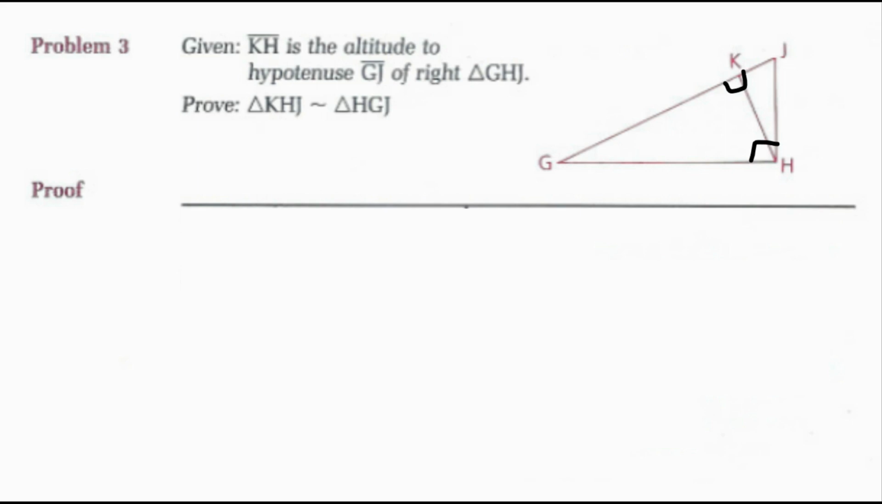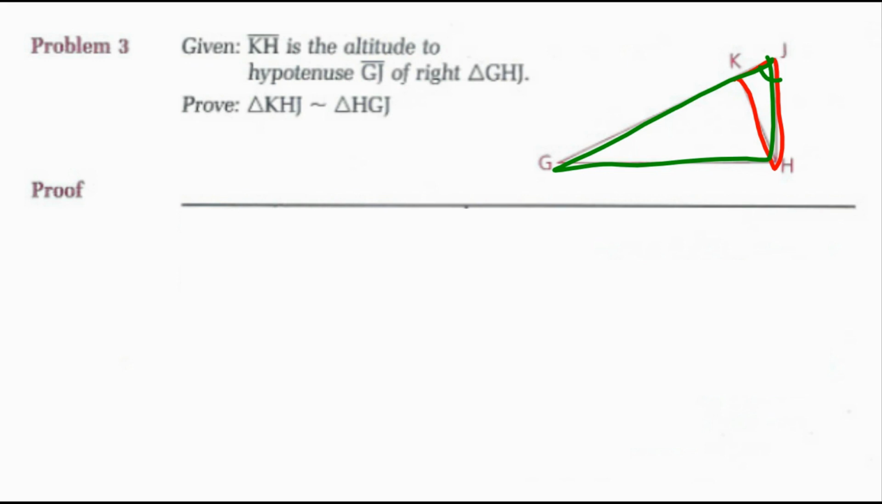Now, when we had my triangles overlapped, I could see that they both share one angle, that angle being angle J. So angle J is congruent to angle J by the reflexive property. Now both of my triangles have two congruent angles, therefore they're similar by AA similarity.